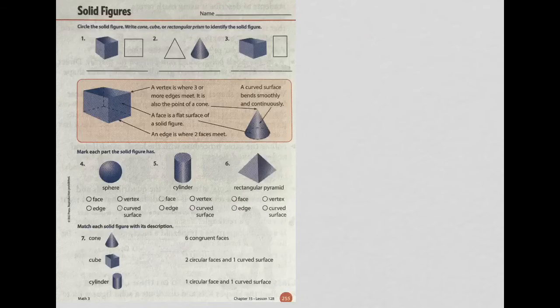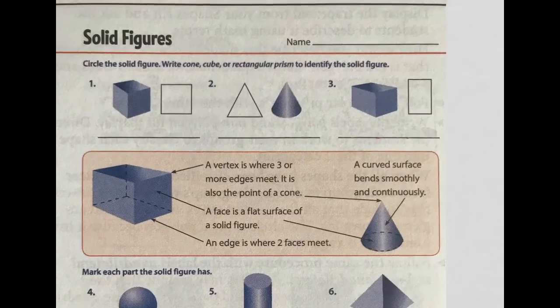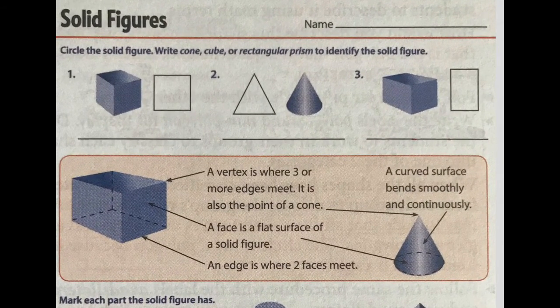Okay, so let's take a look over here at number 1. First of all, the directions say circle the solid figure. So let's do that first. Do you see a solid figure? Is it this first figure or the second figure? If you said the first figure, you are correct. That's the solid figure. Okay, that's the first thing we need to do.